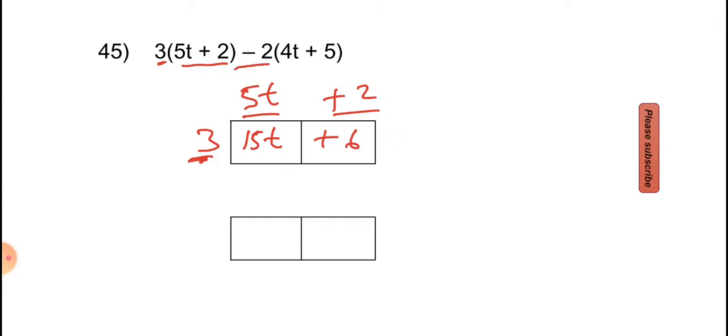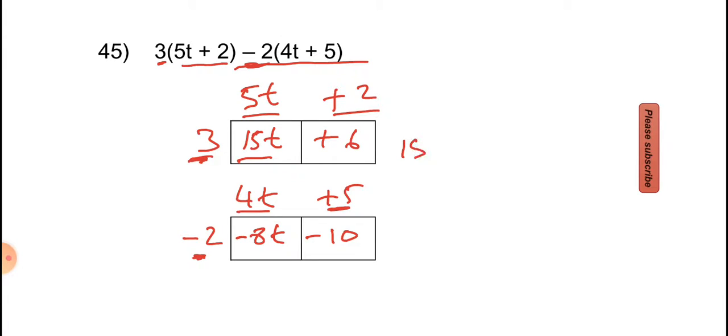And then for this single bracket that I want to expand, I can see minus 2 outside the bracket, so the minus 2 will come on the left, and the 4t plus 5 will go on the top. So minus 2 times 4t, well, minus 2 times 4 is minus 8, so it's minus 8t, and then minus 2 times plus 5 is minus 10. So here I've got 15t plus 6, minus 8t minus 10.